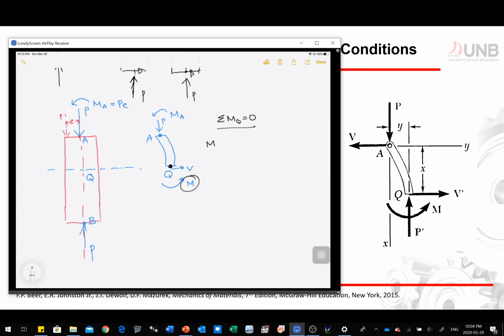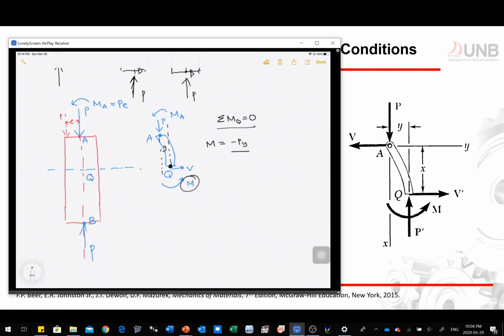So we have M is equal to negative Py. What do you mean by negative Py? Again, at this spot you have Y right there, and if you look at the right side, that's this Y right here. So your P produces a moment from point Q. So Q, and then going to point A, you have a distance Y, then you have a force P, so it creates a moment. In this case, we call it negative Py.